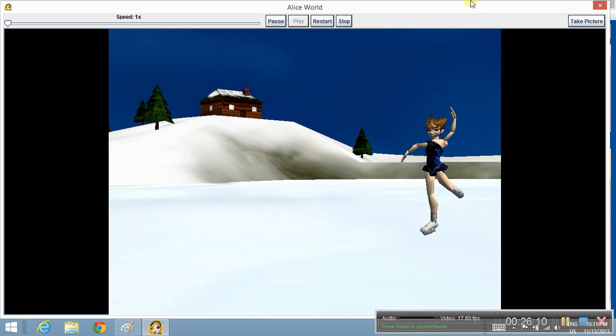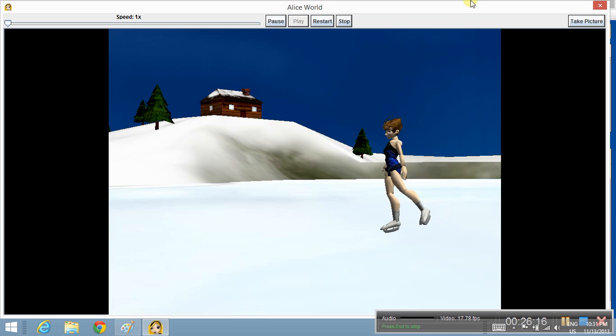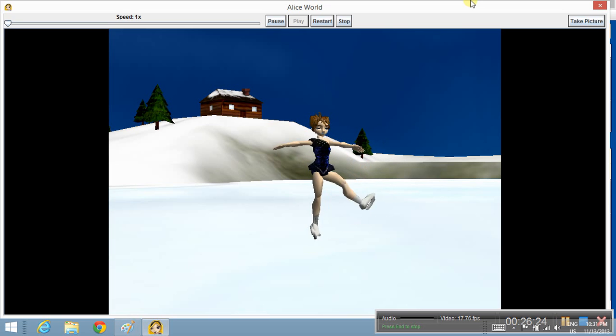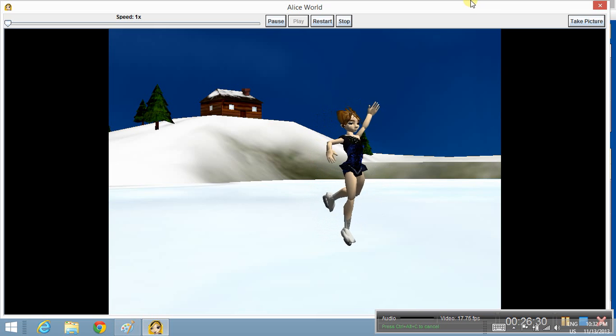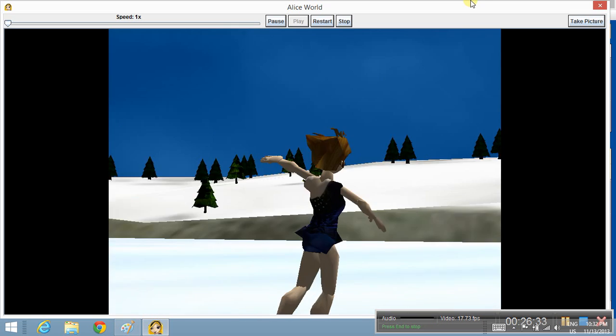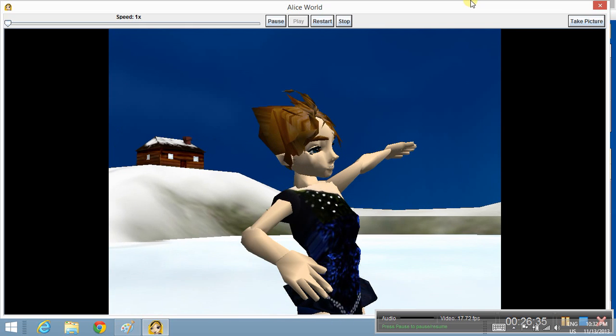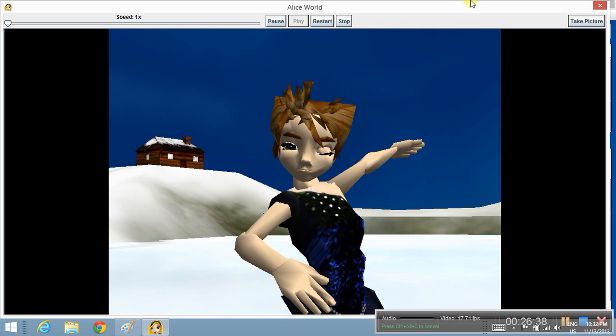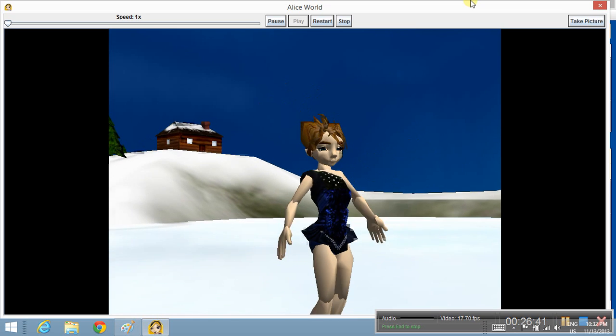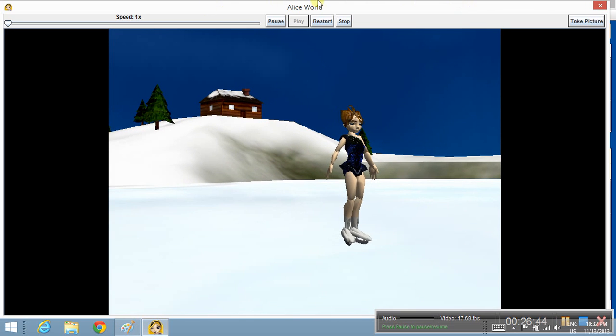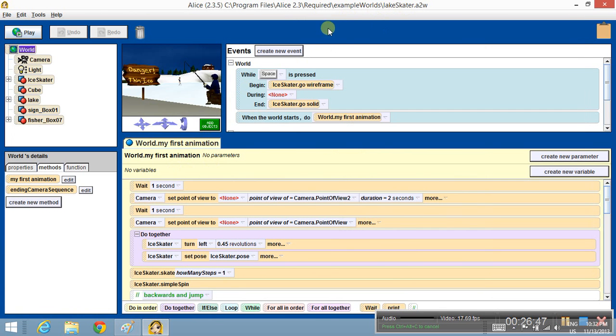I realized a little while ago that I should have put some music from Tchaikovsky's Nutcracker on here, the Dance of the Sugar Plum Fairy. Maybe next time. Okay, cute. This is a little Alice program, but that's not for us.